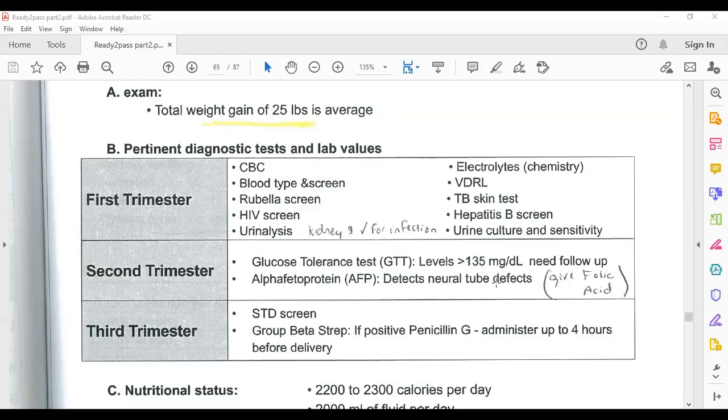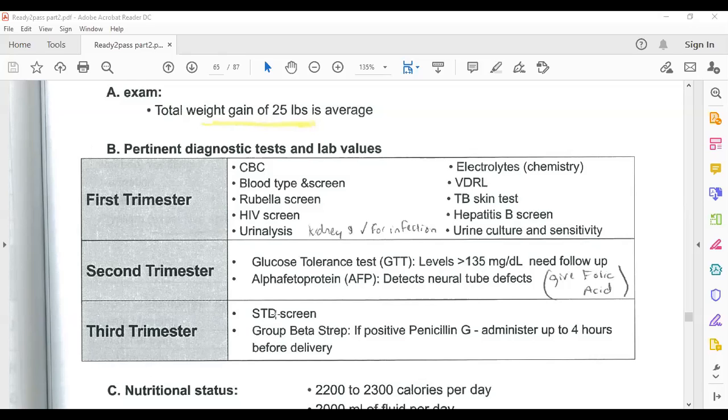Easy way to remember: when it is less, it means Down syndrome. When alpha fetoprotein is high, it indicates neural tube defect. So how do we prevent the neural tube defect? Tell the mother to take folic acid. Folic acid or fortified food can prevent neural tube defect.